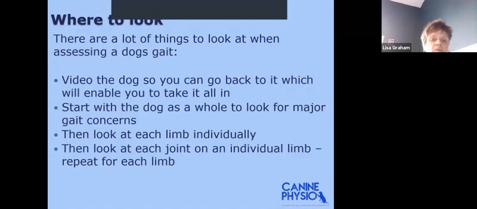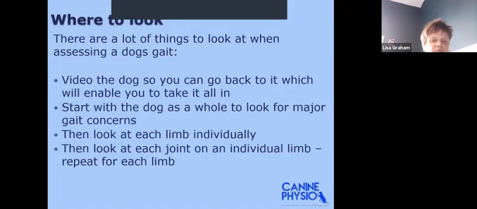We're going to start with the dog as a whole, and we're going to look for the big major concerns. So is he really lame? Is he walking? Is he crabbing? Is he walking on a diagonal? Is there a leg that's not in place, not linear, not sticking out particularly well? Anything that really, you know those dogs, you can be driving down the street and look at a dog and go, my gosh, look at him. That's the kind of stuff you're looking for.